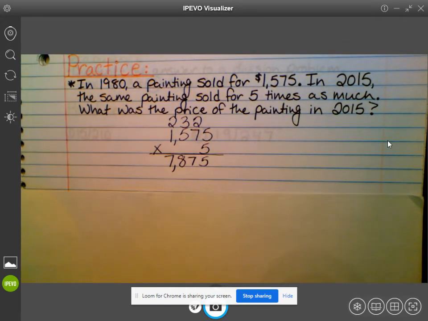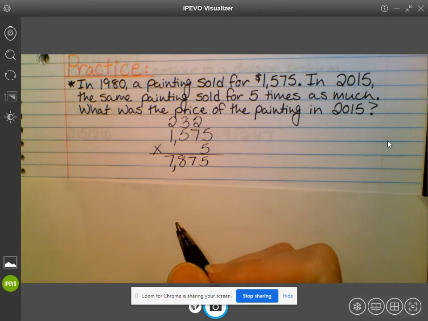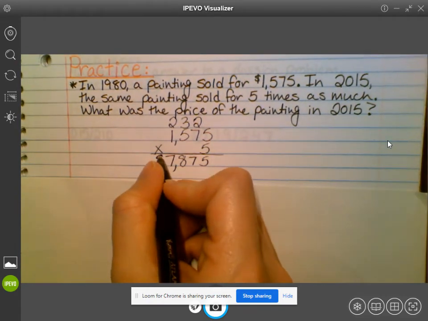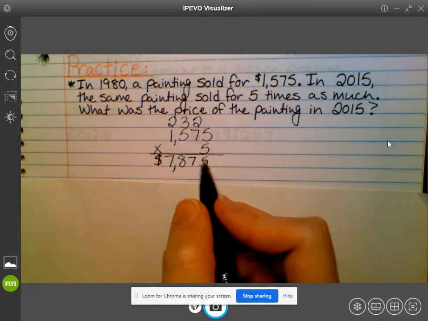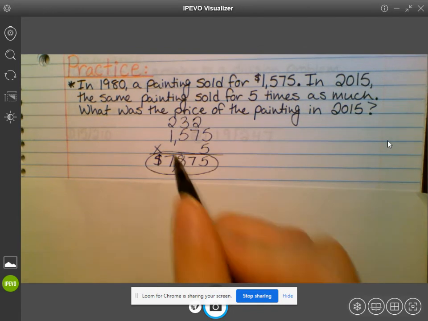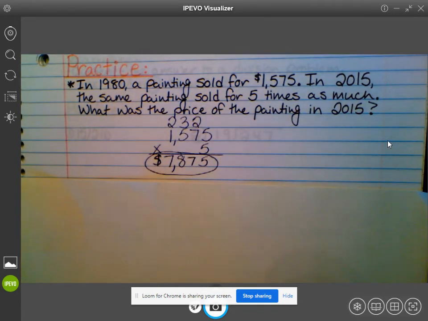No. Who can raise their hand and tell me, what am I missing here? Drew, what am I missing? The money symbol, because our unit is dollars. So you should have a dollar sign, which is an S with a line through it. And then I'm going to circle it because it's my final answer. How many of you got $7,875?